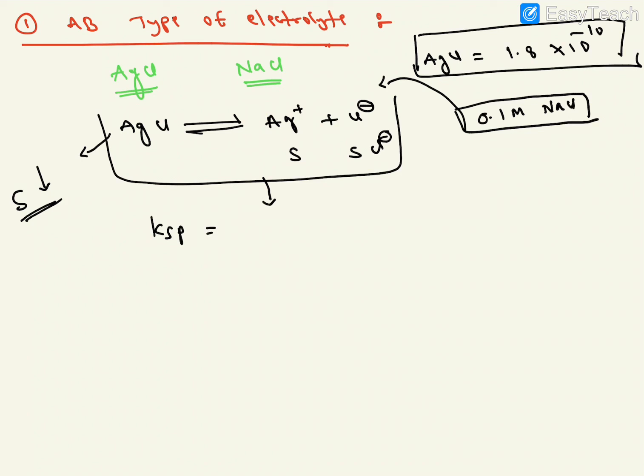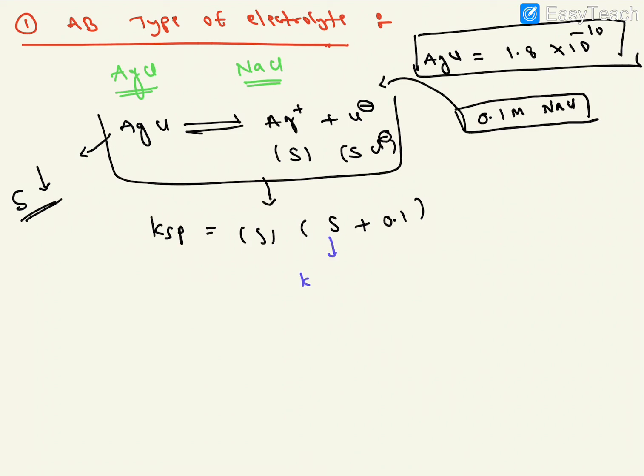Generally here, the Ksp value is equal to S times S concentration only, right? So S and S concentration, along with the common ion, which is again chlorine: 0.1 molarity plus S. This is the correct representation with the common ion effect. Whatever the common ion concentration and solubility product, both we have to take here.